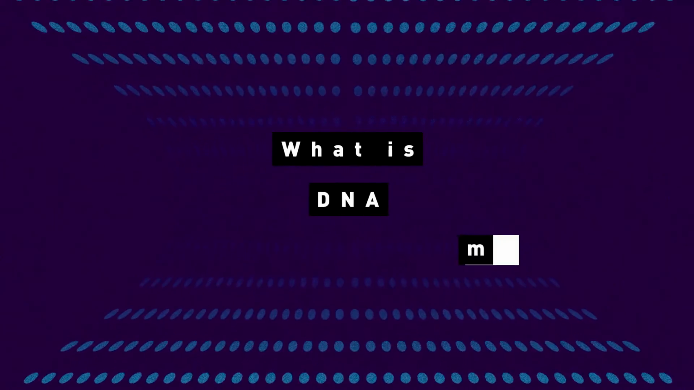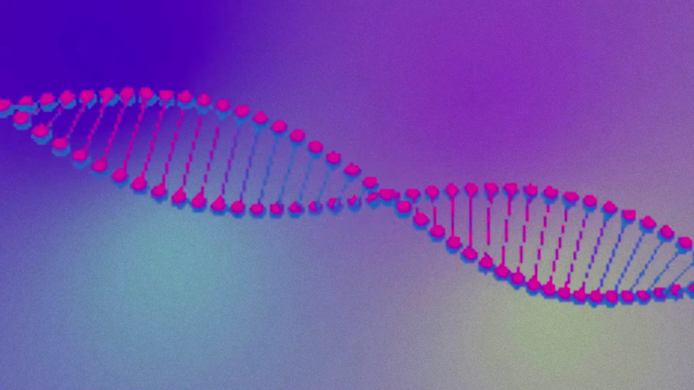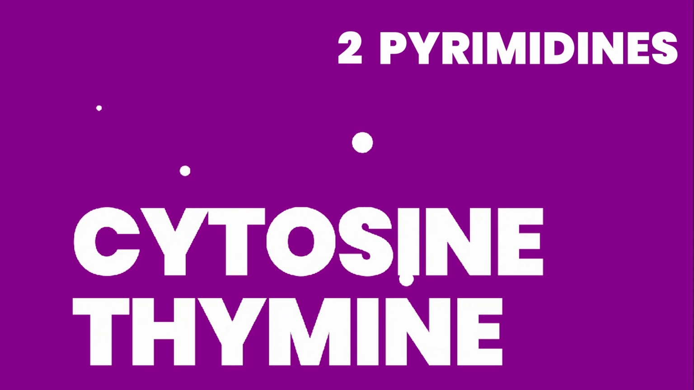What is DNA made of? Each strand of a DNA molecule is composed of a long chain of monomer nucleotides. The nucleotides of DNA consist of a deoxyribose sugar molecule to which is attached a phosphate group and one of 4 nitrogenous bases, which are 2 purines, adenine and guanine, and 2 pyrimidines, cytosine and thymine.